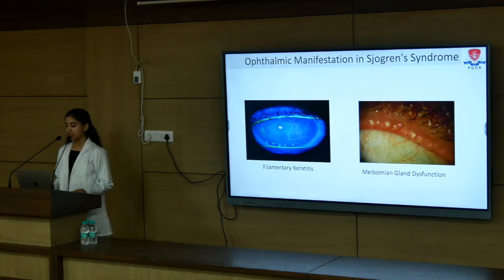Meibomian gland dysfunction. These are modified sebaceous glands. In Sjogren's syndrome, due to chronic ocular surface inflammation, damage to the meibomian glands happens, leading to meibomian gland dysfunction and further deteriorating the severe dry eye disease.